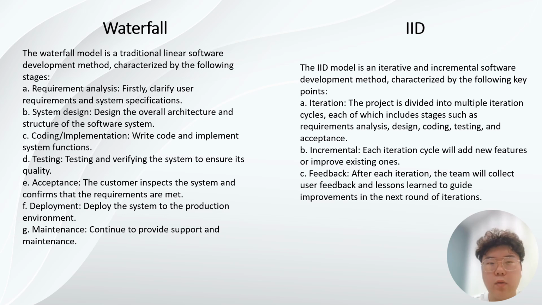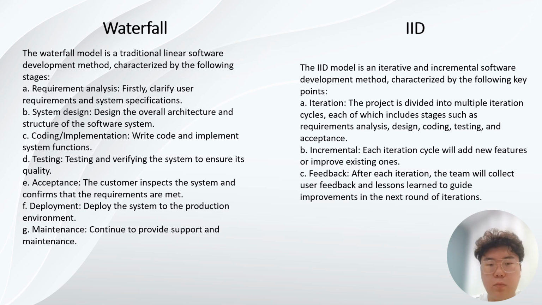The main feature of the waterfall model is that each stage is executed in sequence, and the next stage can only be entered after the previous stage is completed. This method is suitable for situations where project requirements are relatively stable and have little change, but problems may be difficult to solve in the later stages of the project.